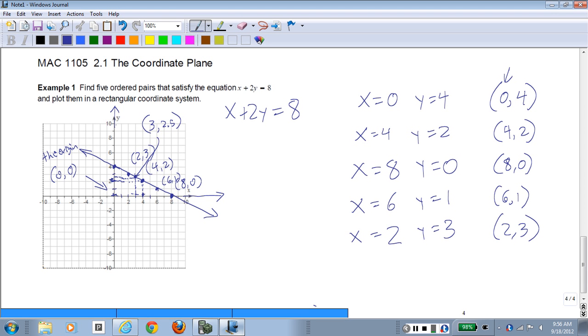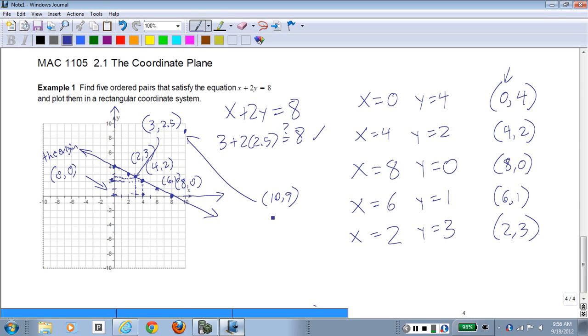Does that ordered pair, 3, 2.5, satisfy the equation? 3 plus 2 times 2.5. 3 plus 5 equals 8. So it does. So what we're saying is that every point on this line satisfies the equation. What we're also saying is only the points on the line satisfy the equation. So if we pick a point over here somewhere, like that one, what's that, 10, 9?